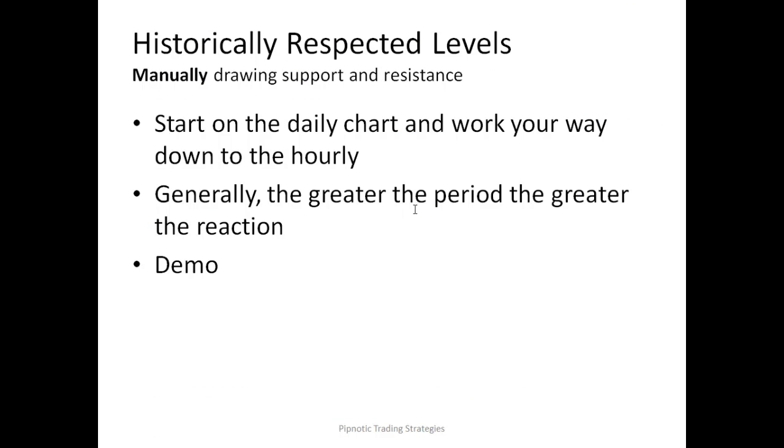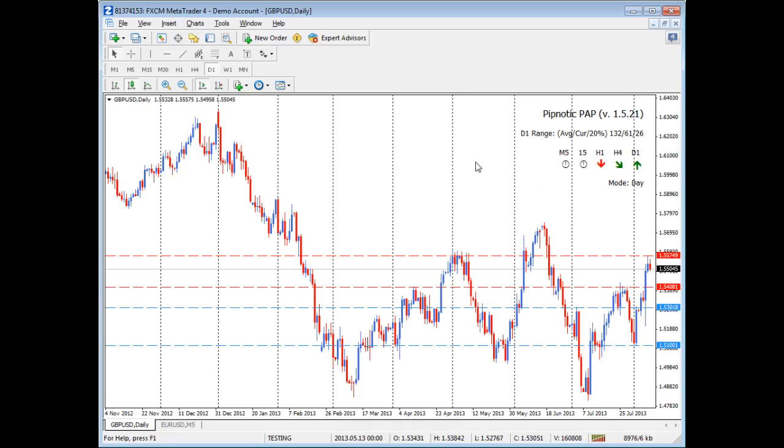If we move on to the manually drawn levels, again we start on the daily chart and work our way down. So let's have a quick look. As you can see here, I have drawn these levels. On the daily chart I drew red lines, and these lines in red are ones I liked, which I selected.